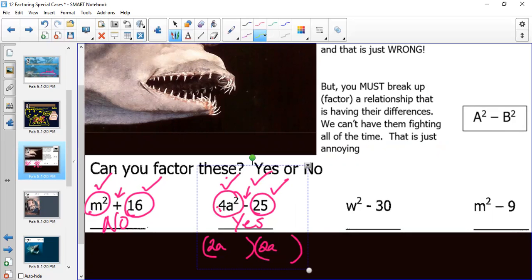All right, take the square root of the second term. Square root of 25 is 5. We put that for the second number in each of the parentheses. Then remember the good times and the bad times, the plus and the minus. And that is your answer.